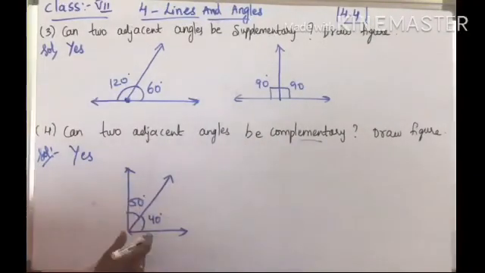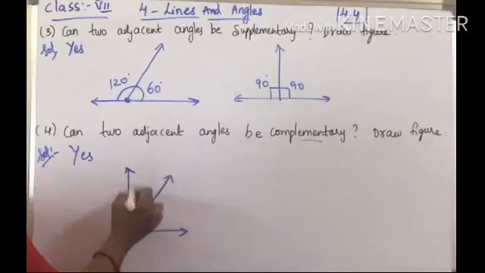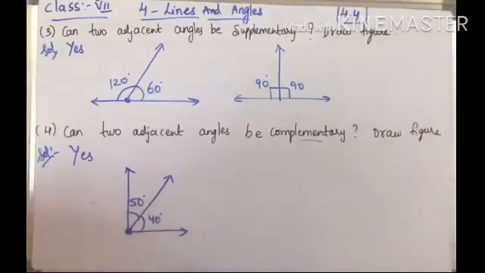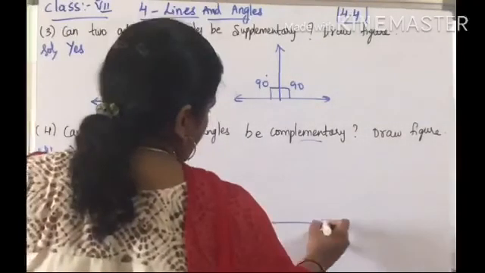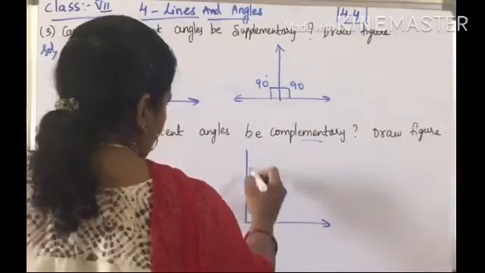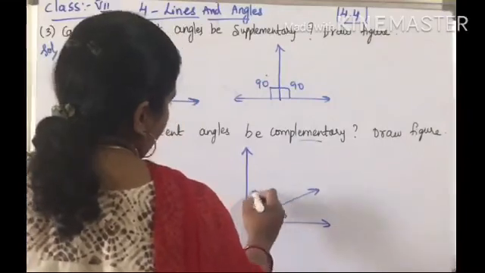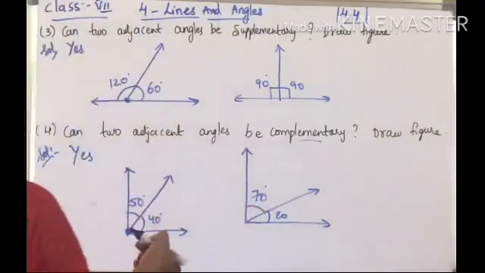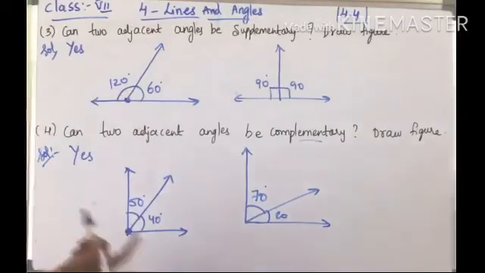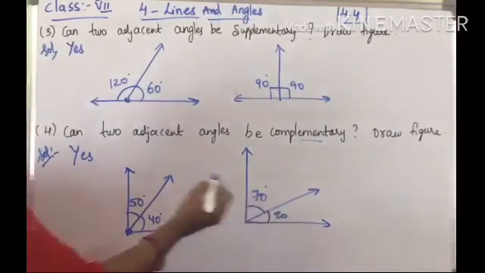Now if you see this figure, this 40 degrees and 50 degrees have a common vertex and a common arm. So can I say 50 and 40 are adjacent angles? Yes, they are adjacent angles and they are complementary. So you can draw a figure as you wish. See, this is 90 degrees. If you take this as 20 and this as 70, then 70 plus 20 is 90. Complementary. And 70 and 20 are adjacent angles.